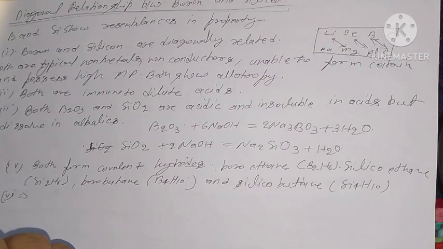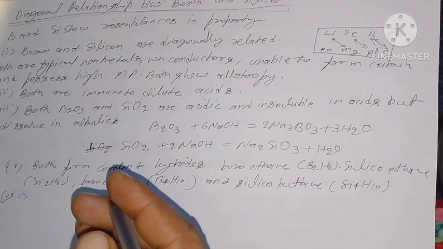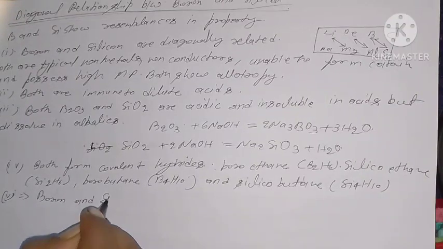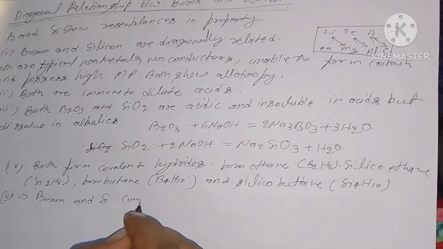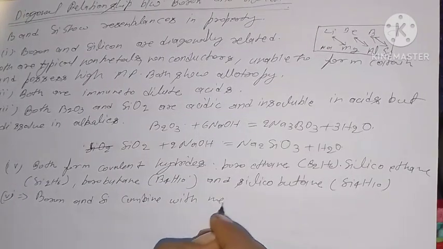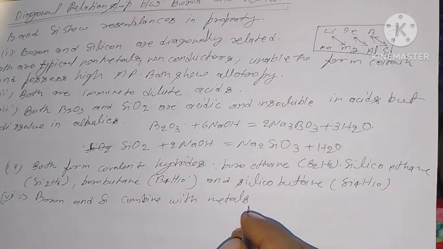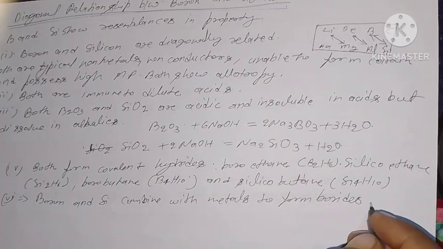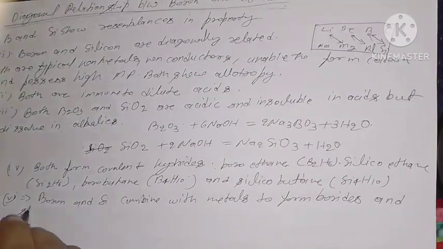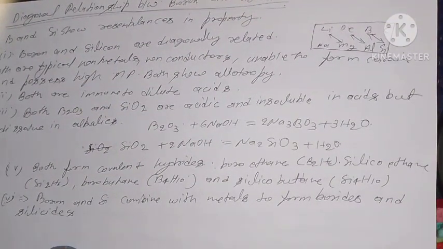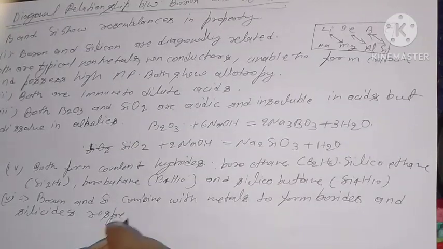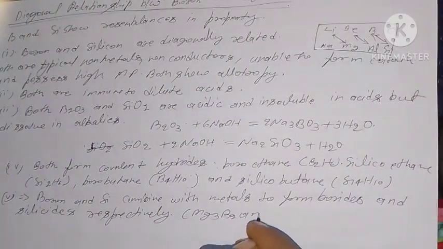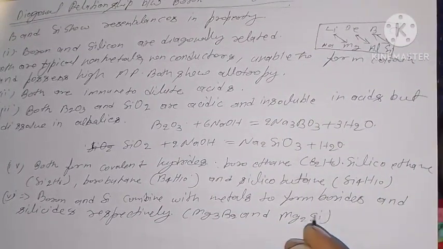Fifth point. Boron and silicon combine with metals to form borides and silicides respectively: Mg3B2 and Mg2Si, okay.